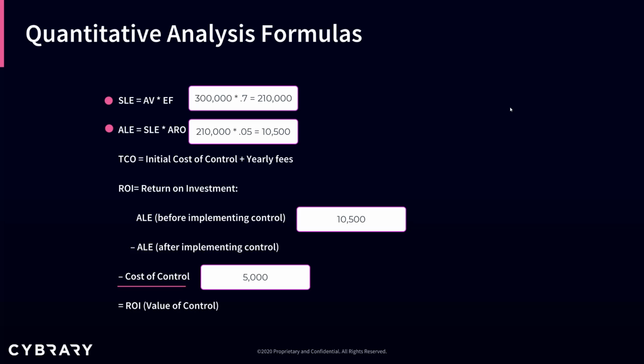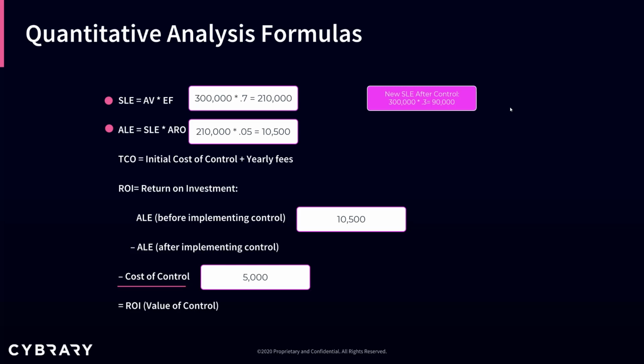But usually our controls are not 100% effective, so we have to determine how much we're losing before we've implemented the control and how much we lose after we implement the control, plus the annual cost of the control to determine the return on investment. So let's say that in our example, the control reduces the exposure factor to 30% instead of 70%. That means the new SLE after control is $300,000 multiplied by 0.30, which equals $90,000.